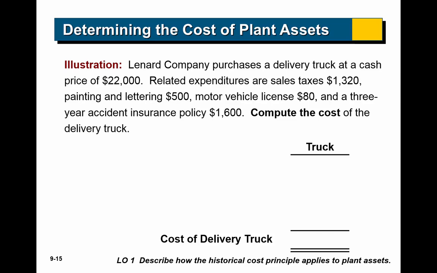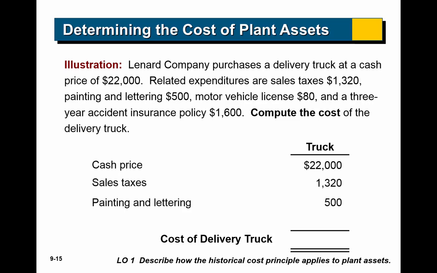All right, so here's the Leonard Company. They purchased a delivery truck at a cash price of $22,000. Related expenditures are sales taxes of $1,320, painting and lettering $500, motor vehicle license of $80, and a 3-year accident insurance policy for $1,600. So this one's getting trickier. Of course the cash is part of the cost of the truck. The sales tax we will include. The painting and lettering we will include.